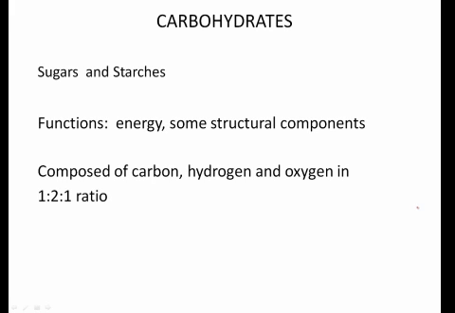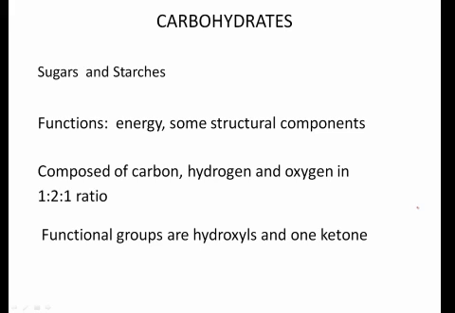Carbohydrates are composed of carbon, hydrogen, and oxygen, and it's always in a 1 to 2 to 1 ratio, so 1 carbon for every 2 hydrogens and 1 oxygen. We're going to see this is a hydrocarbon chain, but we're going to put some functional groups on that chain. The functional groups we'll see are hydroxyls, a lot of OH groups, and then there is one ketone group on carbohydrates.